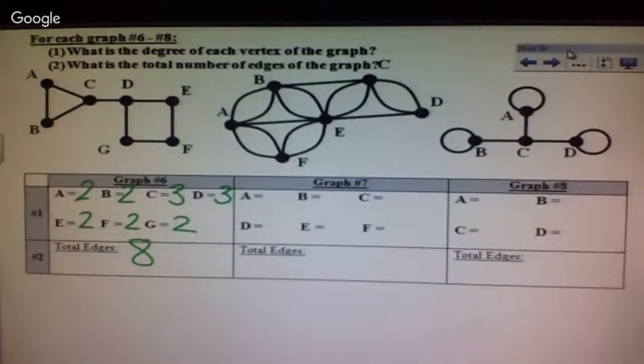Graph 7 has only one even. So it is neither. Wait, why would it be neither? You need exactly 2 odds to be a path. 7 has 2 even. Oh yeah, 7 has 2 evens. But because it has 4 odds and not exactly 2, it's neither. Yes.